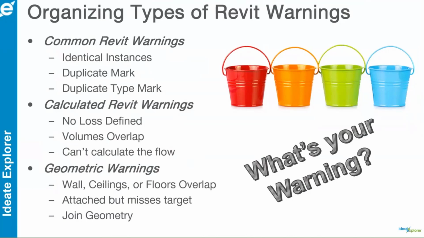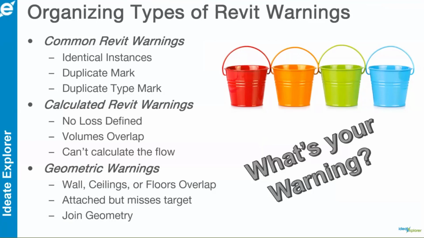Now, I've seen on LinkedIn and Twitter, someone was saying that they had 53,000 duplicate type marks. Well, that's an issue if you've got 53,000 of them, and that could definitely impact the performance of your model. But if you've got, let's say, a handful of those, it may not be the most critical warning. But then we move to calculated warnings, right? Where Revit is trying to calculate something, and that definitely can impact the performance of the Revit model.